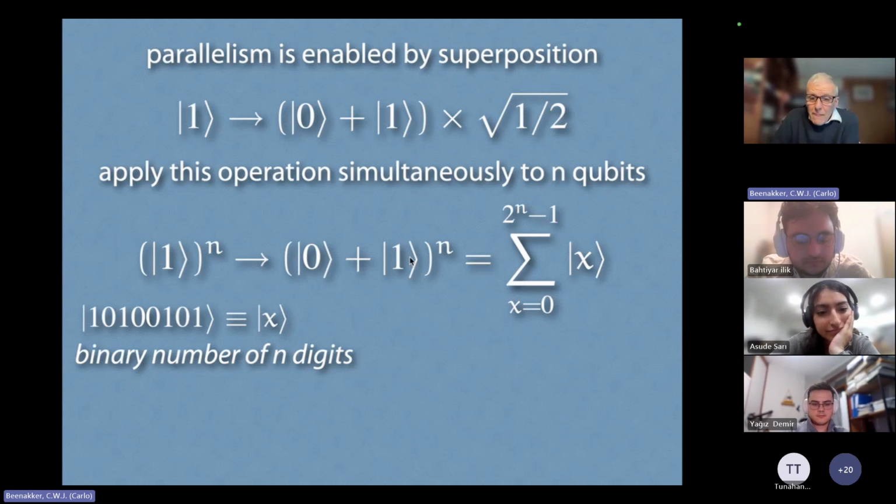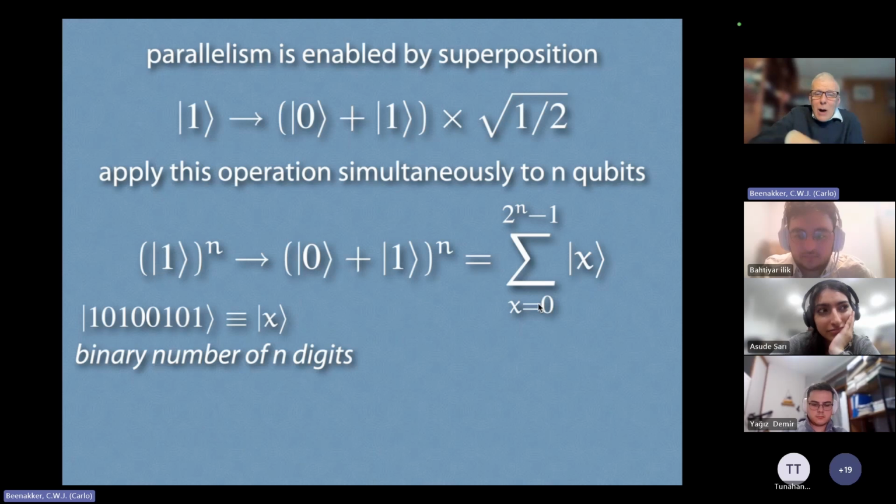And if you actually work out this 0 plus 1 to the power n, you'll find that you get a sum of all binary numbers between 0 and 2 to the power n minus 1. Now, how many operations did you do? Basically, you did one operation on n qubits. You could imagine that this qubit is the spin of an electron, which is pointing upwards. And then 0 plus 1 means that you rotate it by 90 degrees. So it could be a magnetic field pulse, something like that. So you've done one operation on n qubits, and you end up with 2 to the n digits.